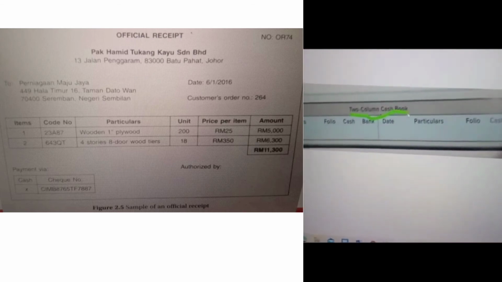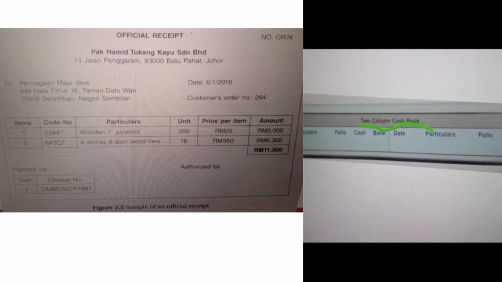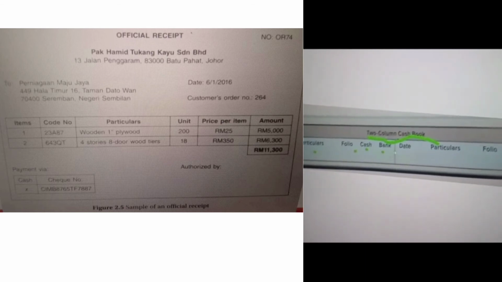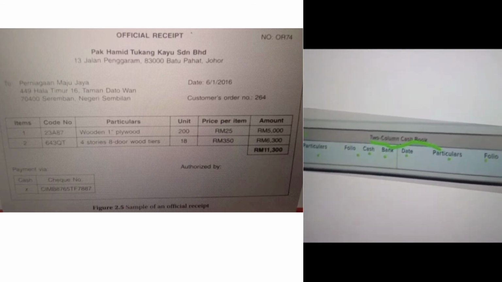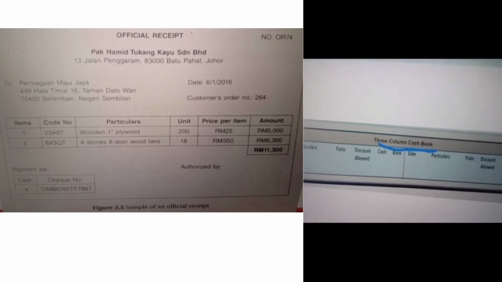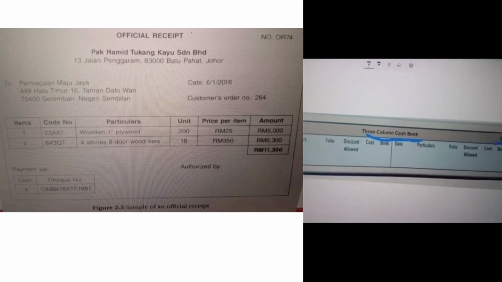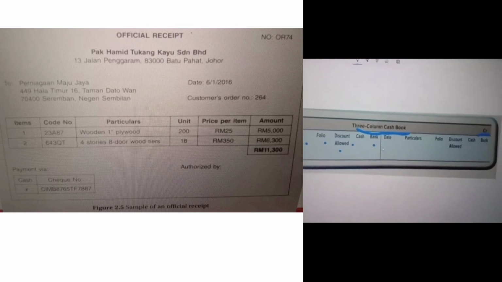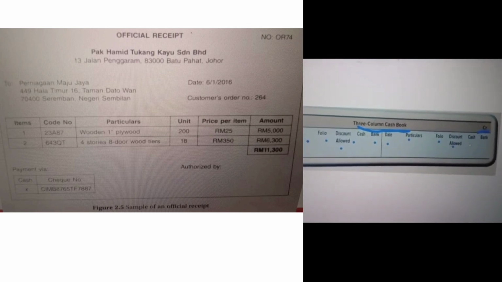This is the example of two-column cash book. Two-column cash book has debit and credit. They also have date, particular, folio, cash, and bank, and then credit also date, particular, folio, cash, and bank. And lastly, this is the three-column cash book. Three-column cash book also has debit and credit, but these three columns have date, particular, folio, discount allowed, cash and bank, and credit also date, particular, folio, but these have discount received and cash and bank.